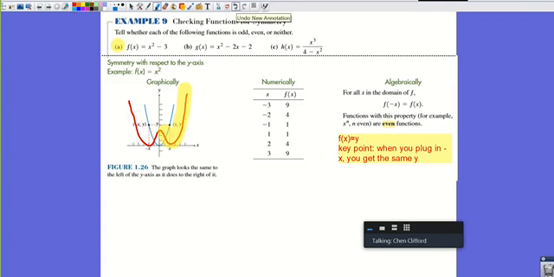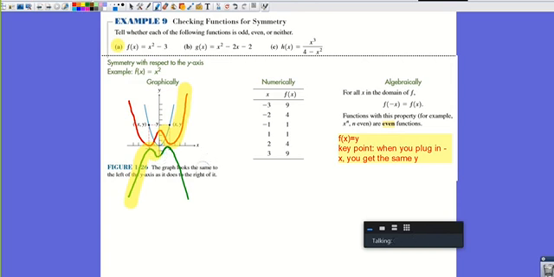Same thing with this green graph. If you reflect this, that's like a curvy M, like mother. If you reflect it across the y-axis, you will get the same graph. If you reflect this side across the y-axis to the right side, or vice versa, you'll get the same graph. That's an even function.